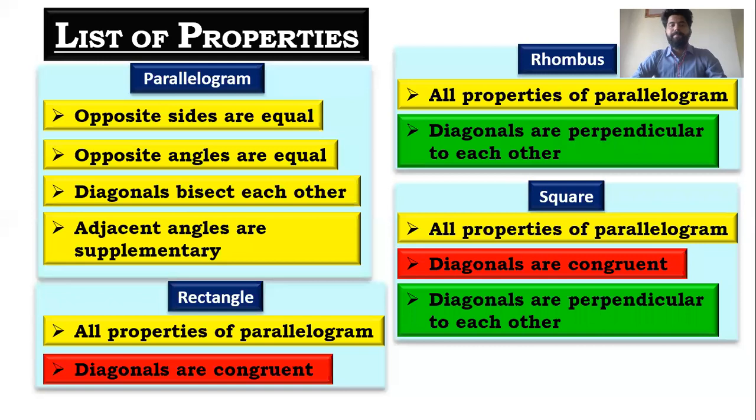So parallelogram ke properties, if you remember, apply to everyone. There's just one speciality in the rectangle, that its diagonals are equal. One speciality in rhombus, that its diagonals are perpendicular to each other. There is no speciality in square. Sare properties milake you get a square. Yes?